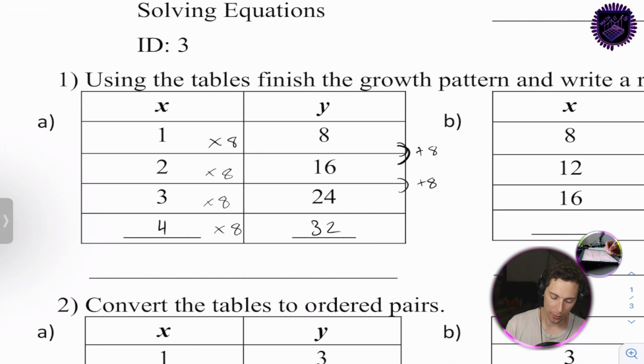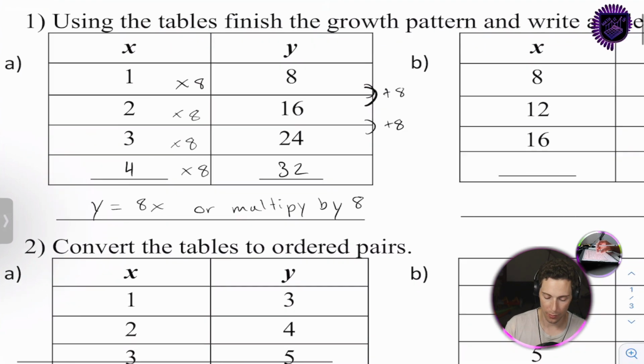And our formula or rule would be y is equal to 8x. Whatever x is, times that by 8. Or multiply by 8 would be our rule.